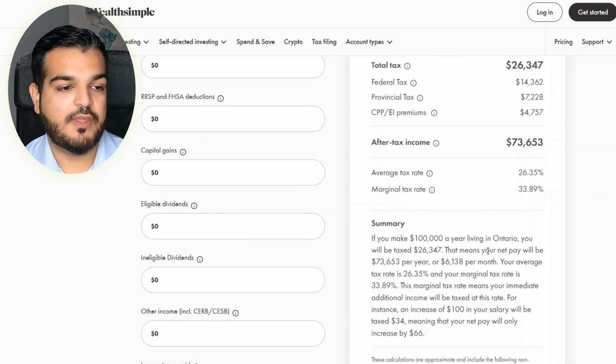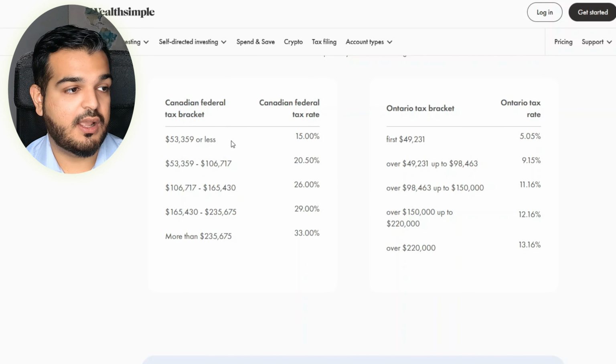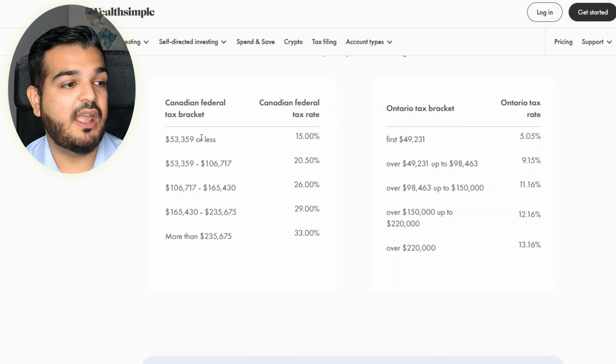When it comes to your net pay, what that means is that you're roughly making $6,130 per month as your net pay. And for every $100 you make in your salary, you'll be taxed $34, so you'll be left with $66. If we really break that down in terms of brackets, what that means is that at the federal level, anything below this bracket, the $53,000, you're only paying 15%. Anything above $53,000, at the next bracket, you're going to pay 20%. In this case, $100,000: the first $53,000 will be taxed at 15%, and the remainder will be taxed at 20%.